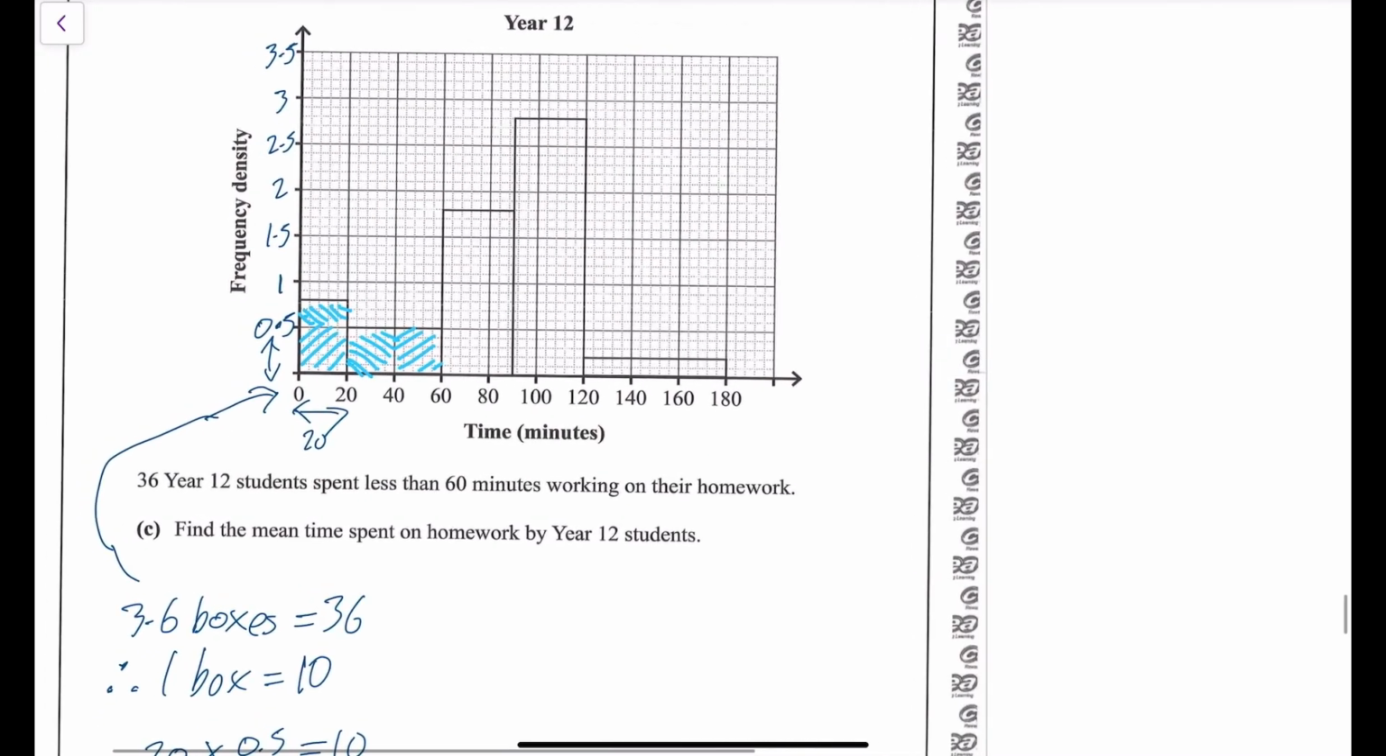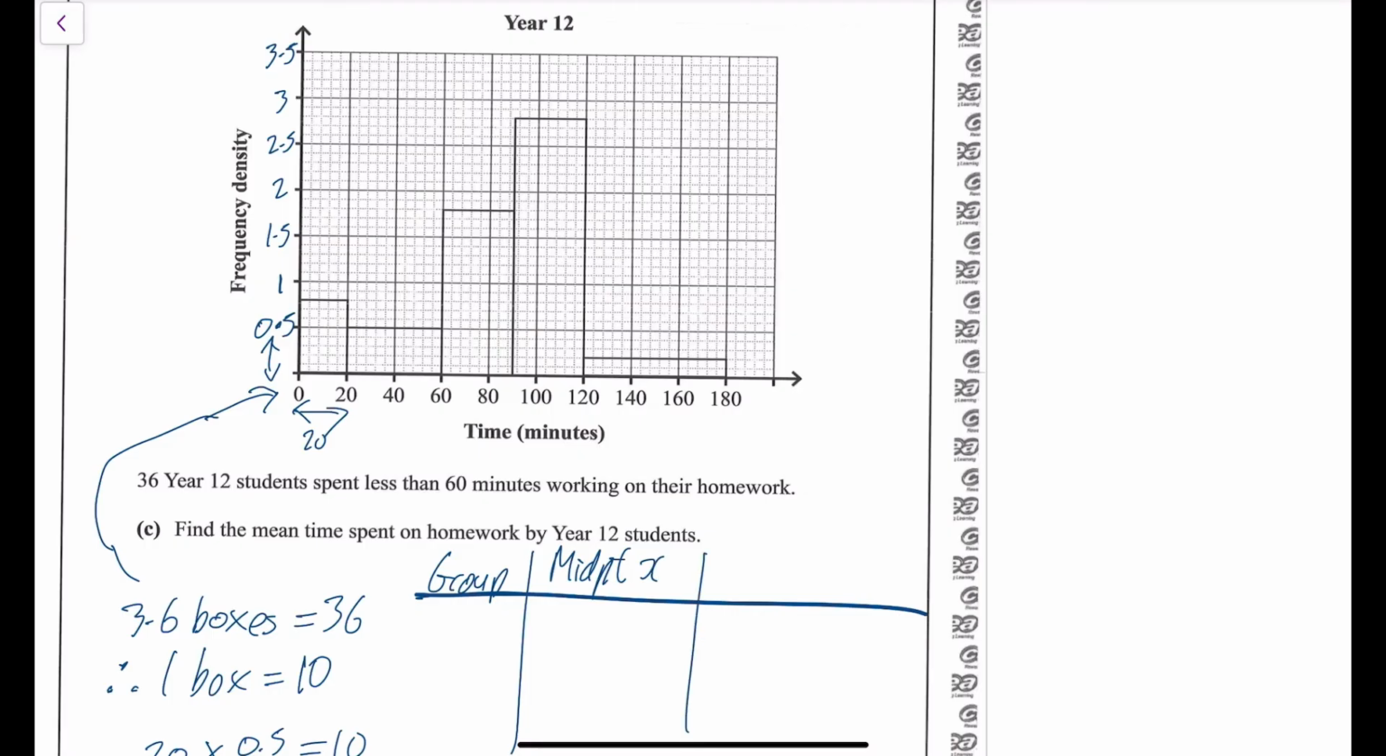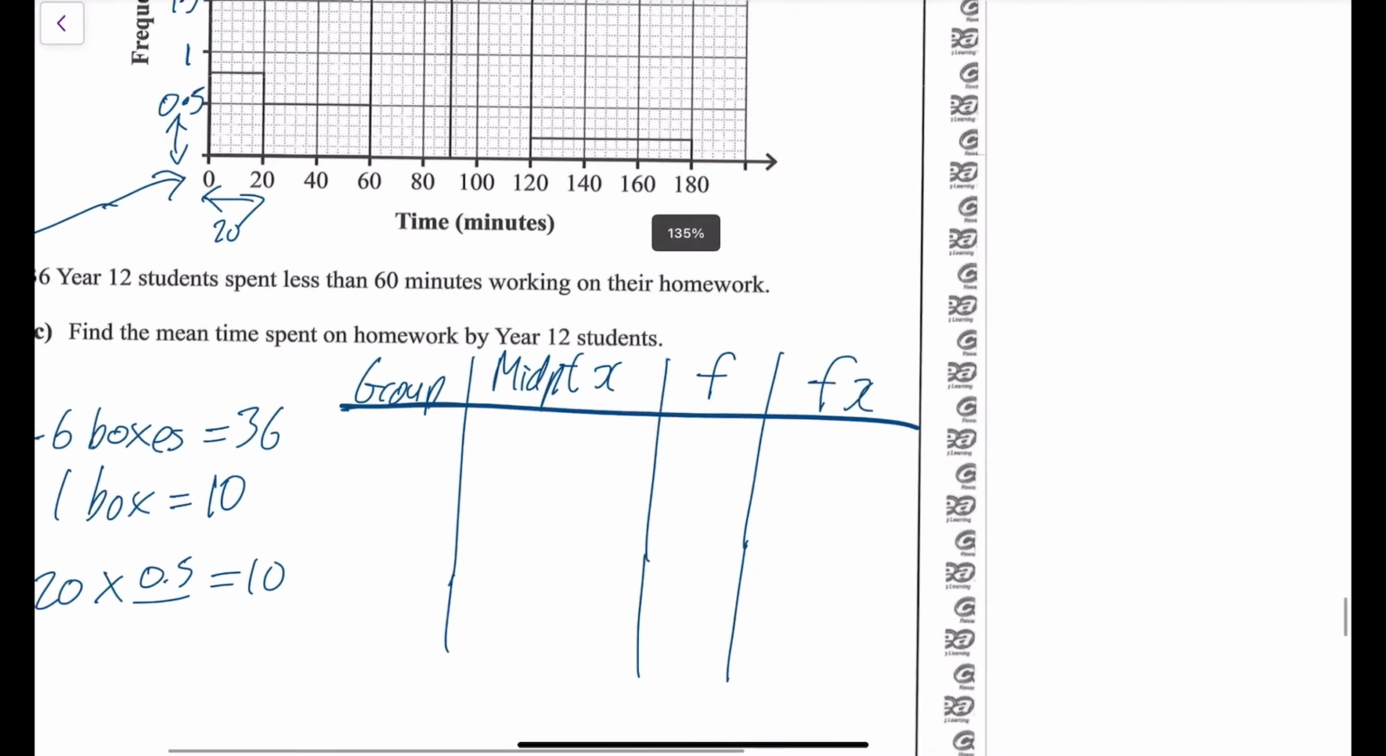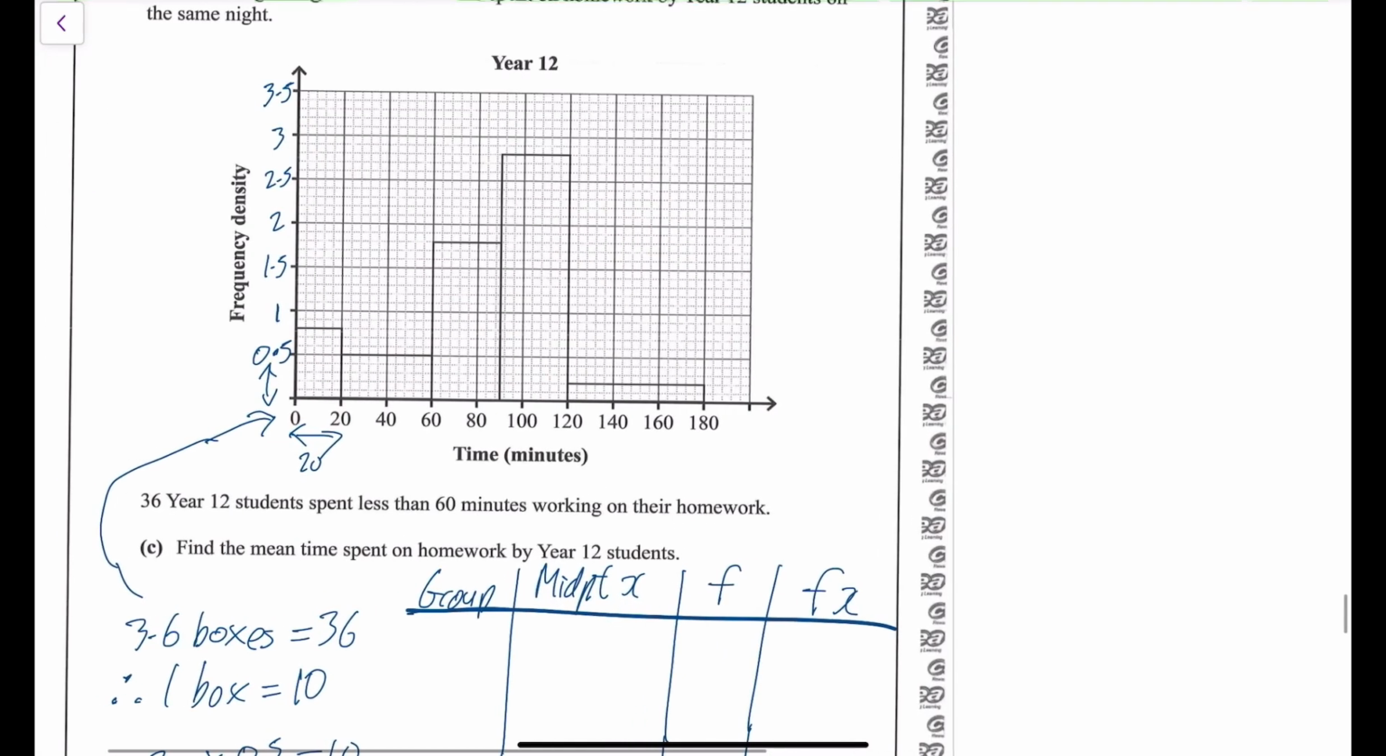The question says, find the mean time spent by these people. So what we need to do is find the frequency of all these things. I'm going to write the groups first of all, and then we're going to find the midpoint x of each group. You're going to find your f, and you're going to find your fx, because remember what mean is. Mean is your sigma fx divided by sigma f. Okay, the groups, let me get those in first.